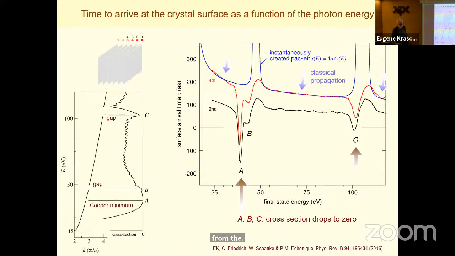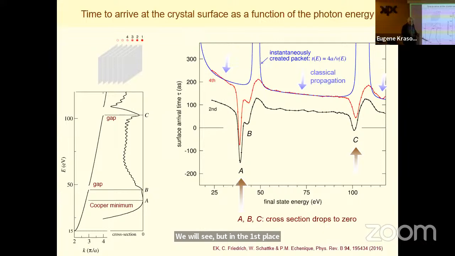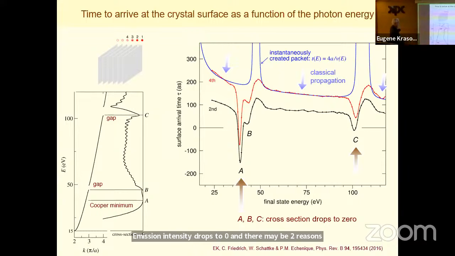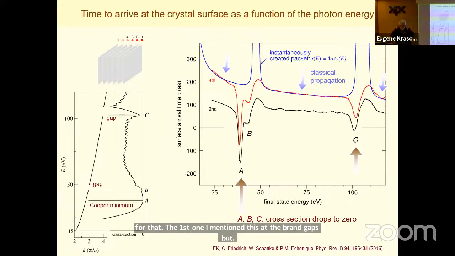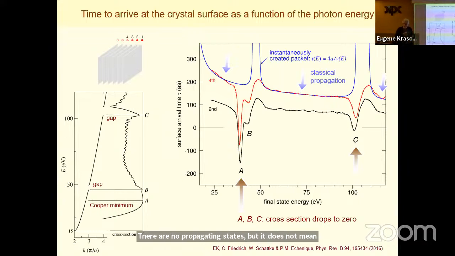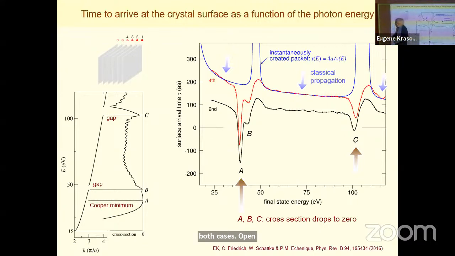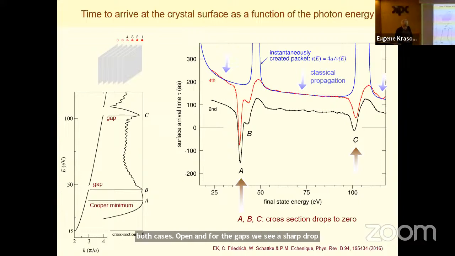So why does that happen? We will see, but in the first place, let's see when it happens. That happens when the emission intensity drops to zero, and there may be two reasons for that. The first one I mentioned: the Bragg gaps, where there are no propagating states. But it does not mean that the emission is not possible there, because there are still evanescent states, which should be taken into account when we are talking about surfaces. That's why the emission is non-zero in the gaps. The other reason is the so-called Cooper minimum, when the matrix element drops to zero. And in both cases, for the Cooper minimum and for the gaps, we see a sharp drop of the escape time.